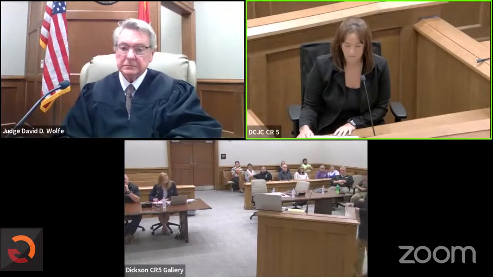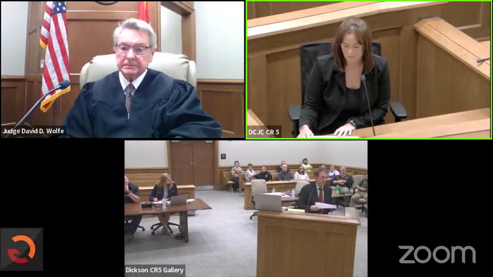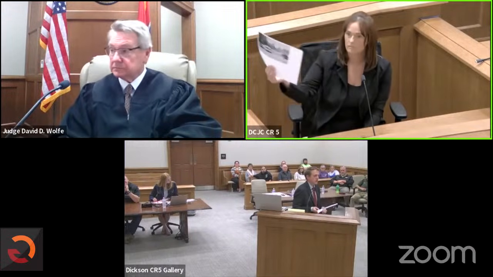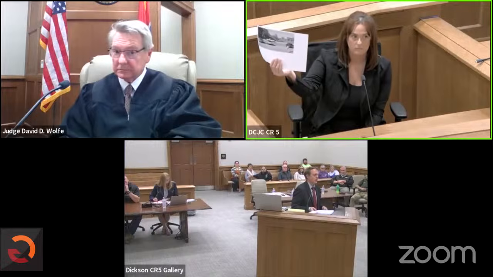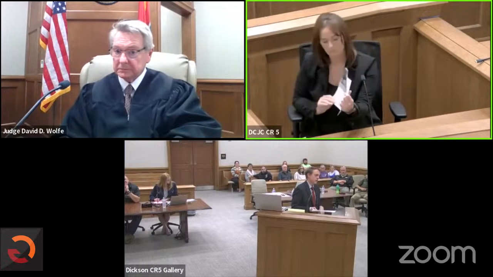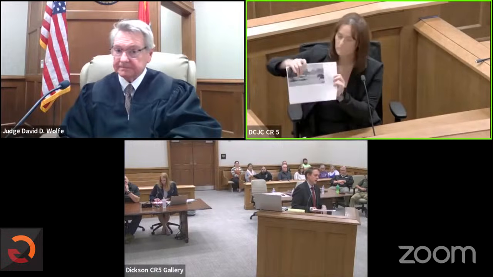It's a picture of my parked vehicle. You can see me running towards the entrance and then his truck driving by. Will you show that to the jury? So what color is his truck? White. And can you point to it on the picture? And then point to yourself.